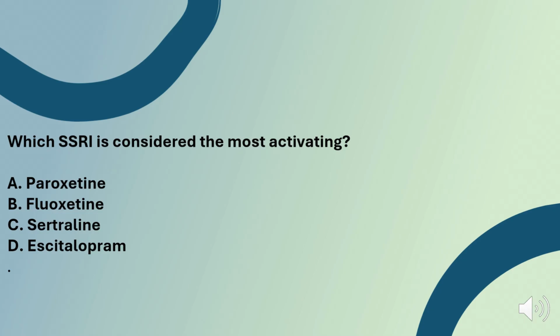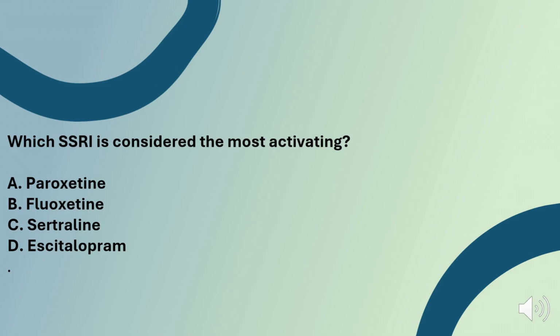Which SSRI is considered the most activating? A, paroxetine, B, fluoxetine, C, sertraline, or D, escitalopram? Now, if you'll notice on this question, what did I not do? I did not put both names of the medication, and I did this intentionally because after doing some research last week, I am under the impression the board may have changed a little bit, and they do not always include both names of medication. I do not know that for certainty. Either way, you should be able to know the name of both generic and brand name of these medications.